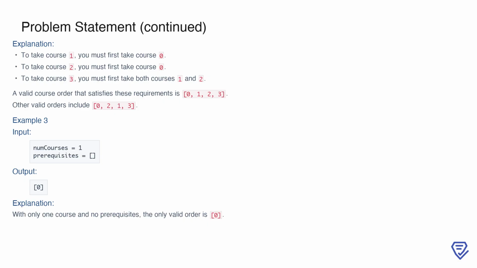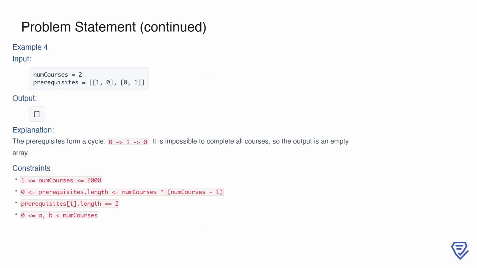However, other valid orders, like [0, 2, 1, 3], also exist because course 1 and course 2 can be taken in either order after course 0. In a simpler case, if there's only one course, such as numCourses equals 1 with no prerequisites, the output is straightforward, the only valid order is [0], since there are no dependencies.